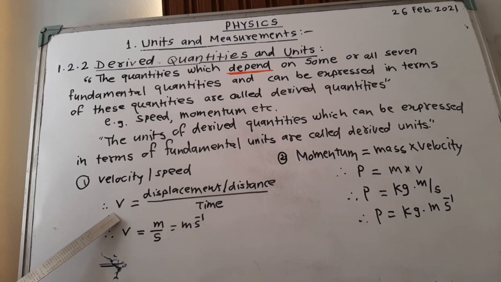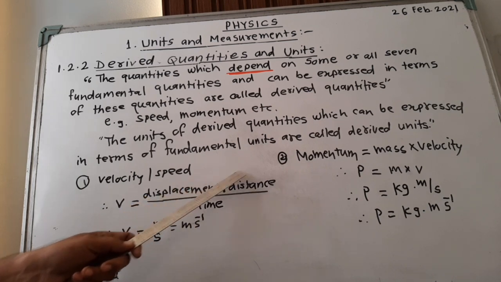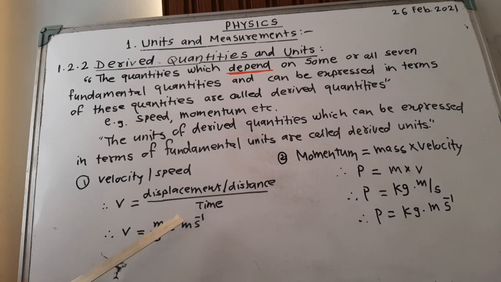Here, let us have the symbol of velocity V, which is displacement divided by time, or speed can be defined as distance upon time. The unit for displacement or distance is meter, and the unit for time is second in the SI system. So the unit for velocity or speed will be meter per second. That can be written as meter into second raised to -1.